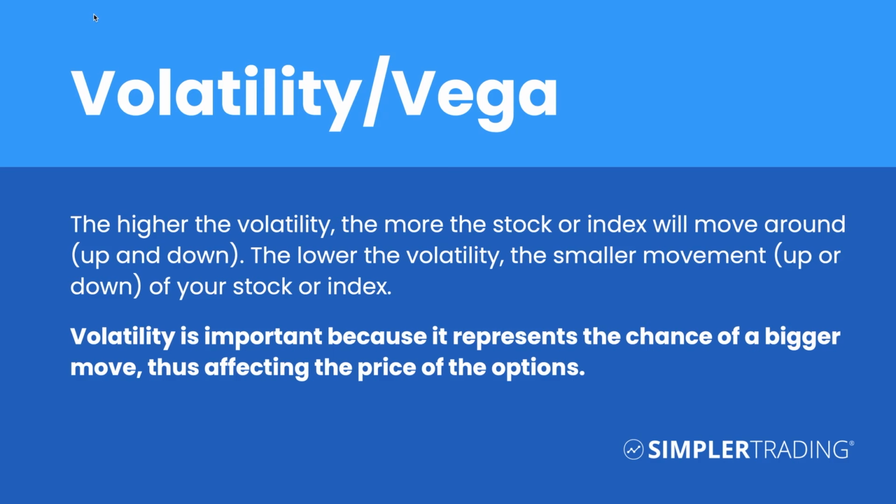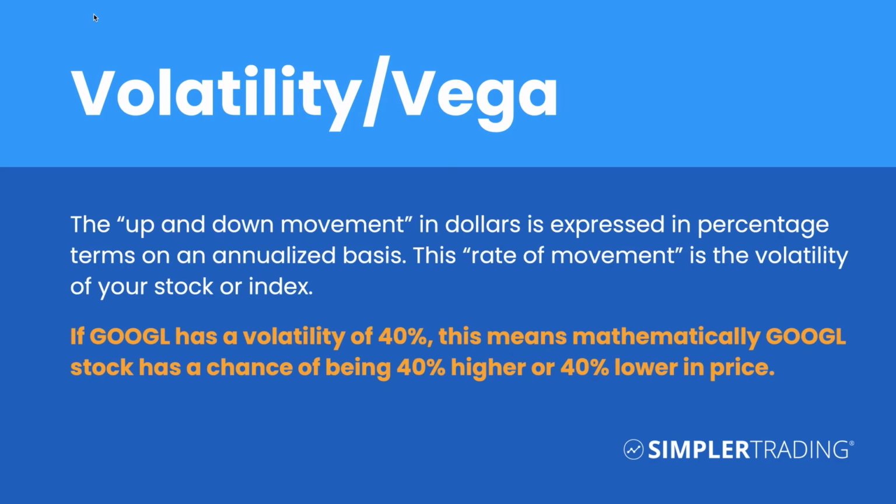Volatility is important because it represents the chance of a bigger move and thus it affects the price of the options. The up and down movement in dollars is expressed in percentage terms on an annualized basis. This rate of movement is the volatility of your stock or your index. So for example, if Google has a volatility rank of 40%, this means that mathematically Google has a chance of being 40% higher or 40% lower in price.